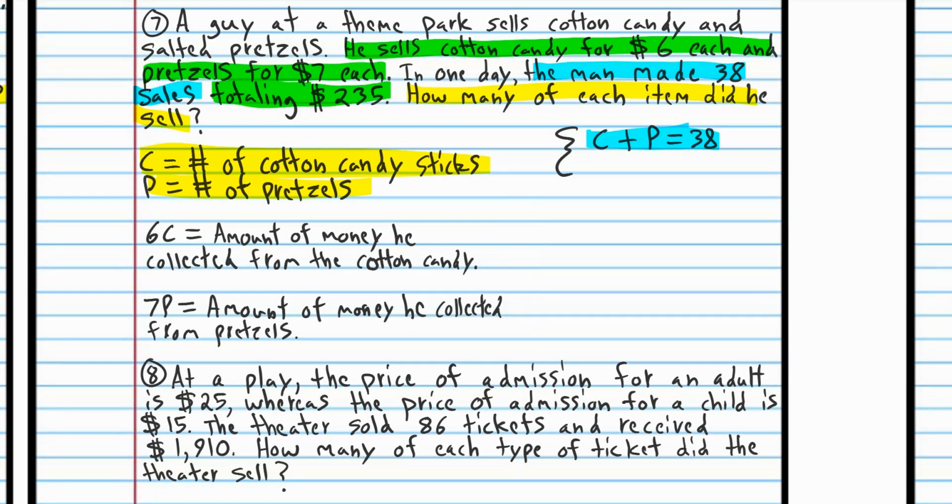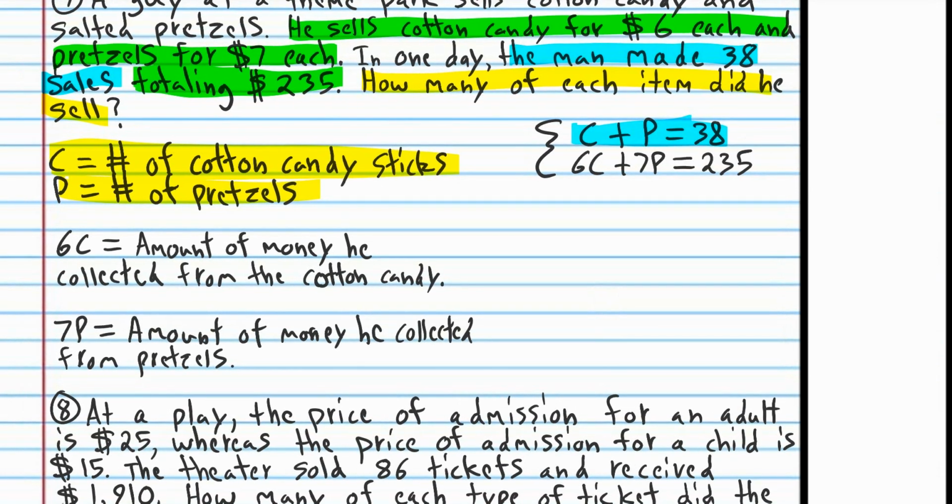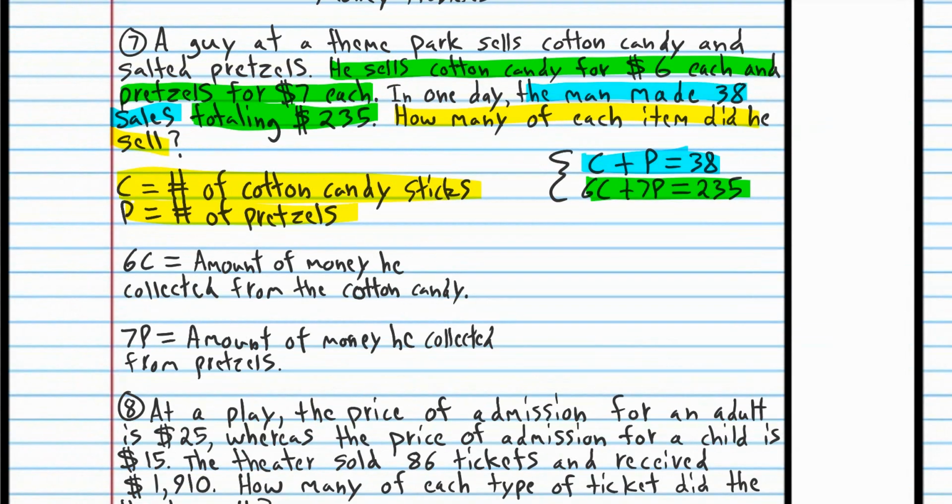So if you add up the amount of money he made from selling cotton candy and the amount of money he made from selling pretzels, you should get $235. Again, this is the difficult equation that students are going to have trouble with. Actually, sometimes students have trouble with the blue equation and they figure out the green equation easily. It just depends on how you're thinking about the problem. Again, if it's $6 for each cotton candy stick, then you take the number of cotton candy sticks and you multiply by 6, and that gives you the total amount of money from cotton candy, and same thing with pretzels.